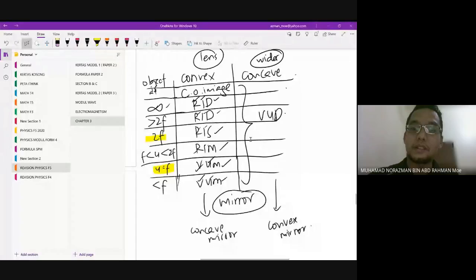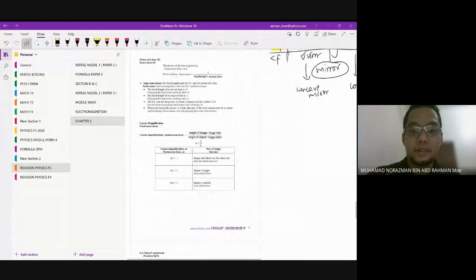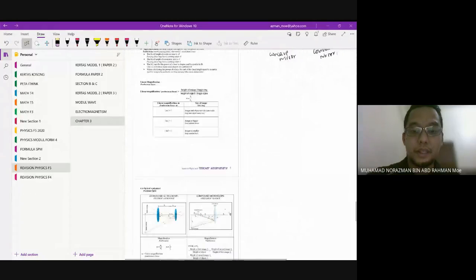So ingat karakteristik memang important in this chapter. You need to remember karakteristik. Lens. Concave easy. Satu karakteristik je. Okay, done.